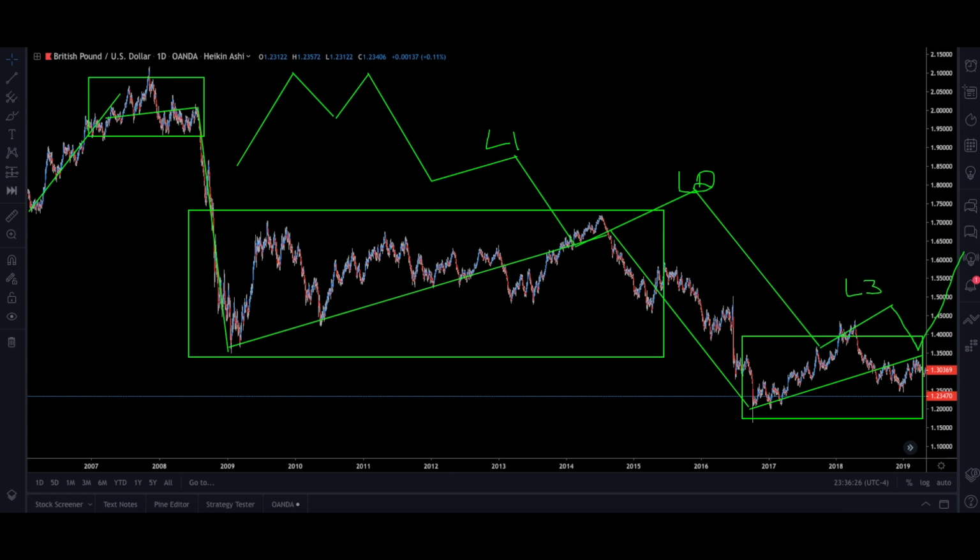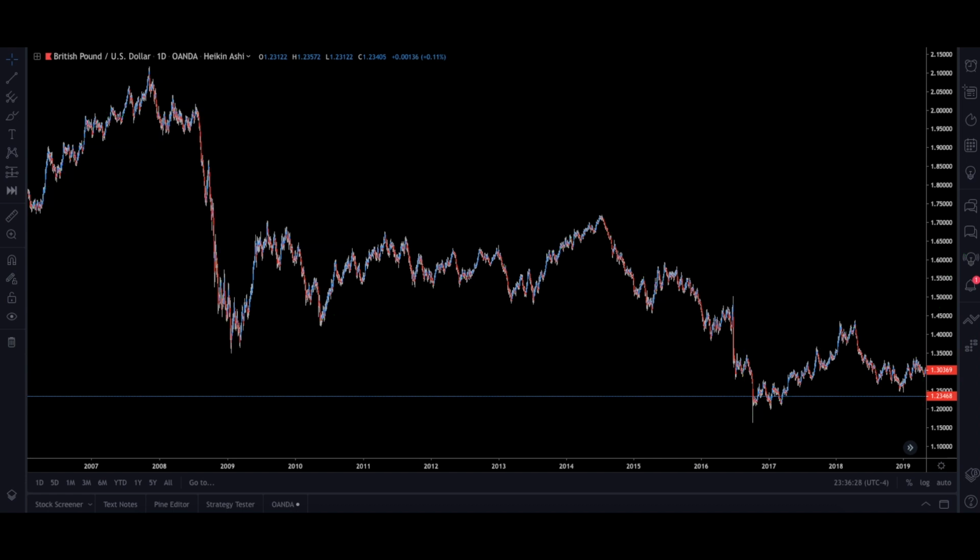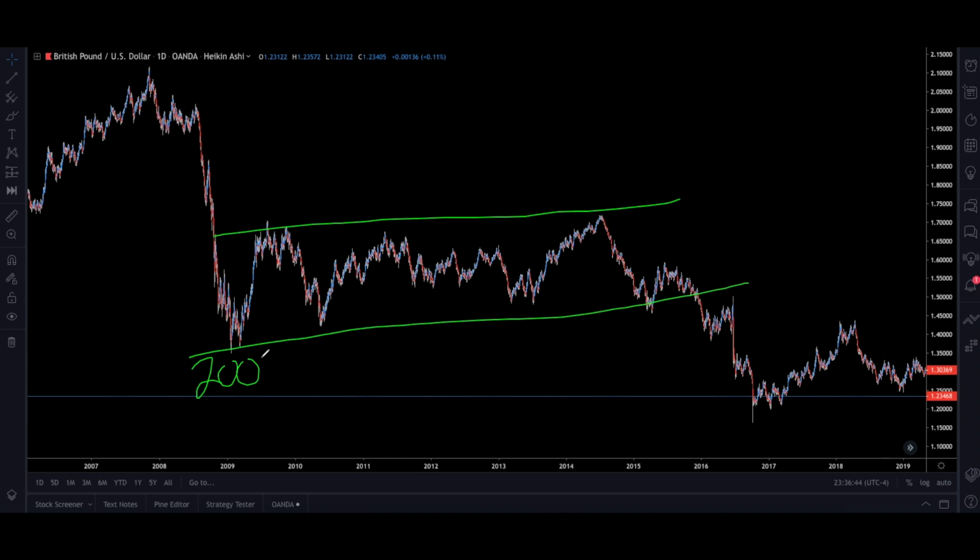Now one thing I want you to understand is, if you're looking at it on a daily chart, this is what we call a macro view. So this whole one level here is essentially from 2009 all the way to 2015. So it took 6 years to create this one level on a daily chart.